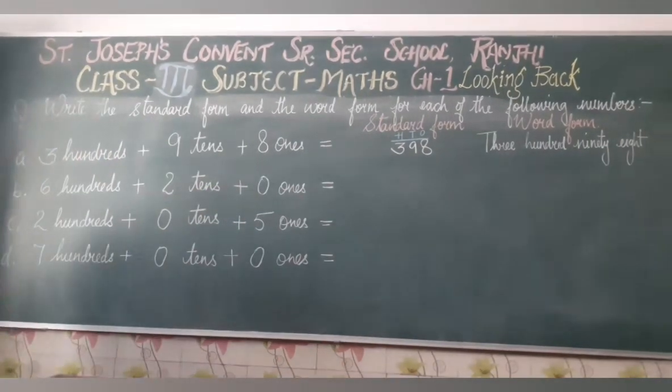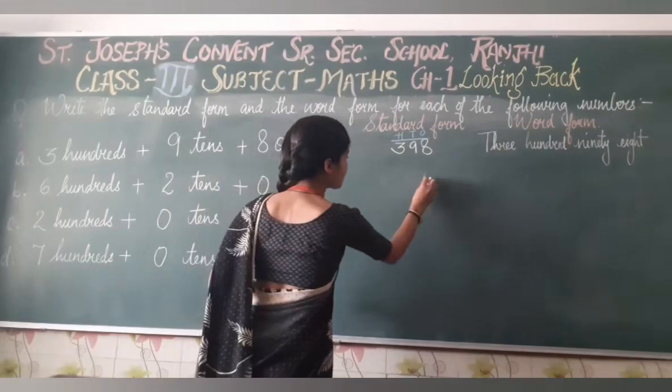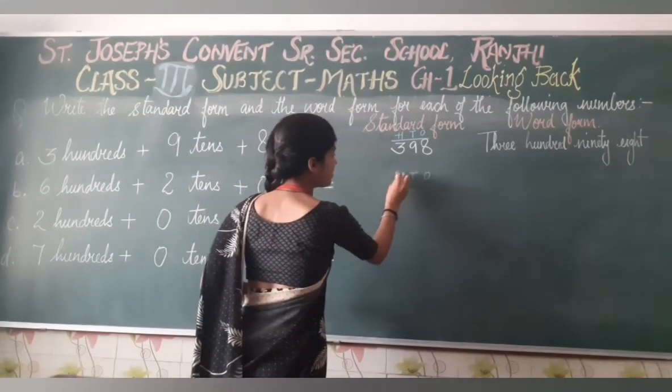Yes. So let's start writing the standard form for this expanded form. As hundreds is with 6. So which digit will come under the hundreds place? First of all, let me write the places.